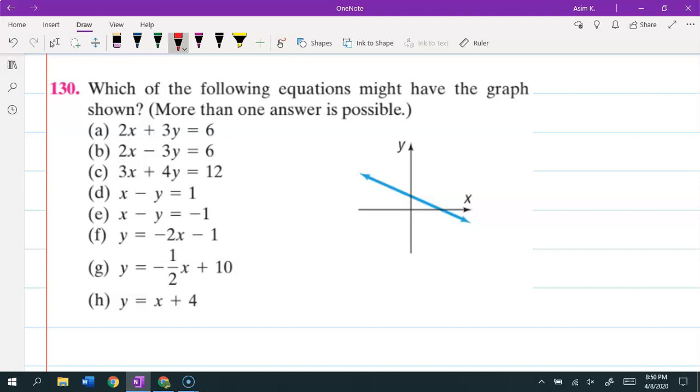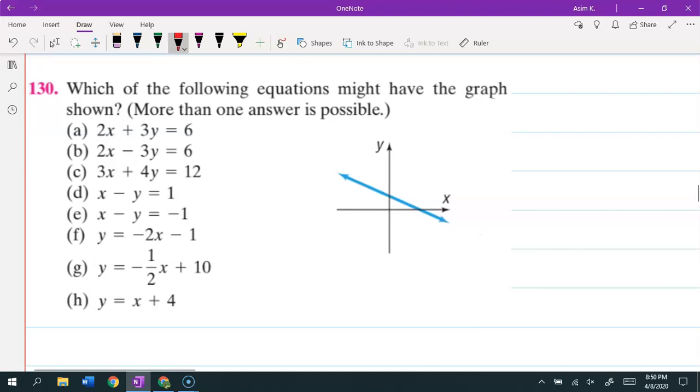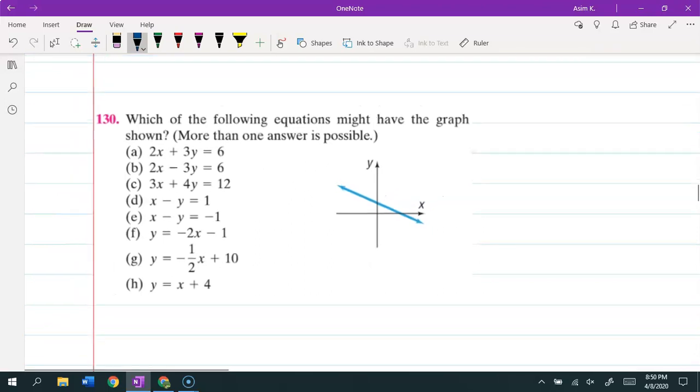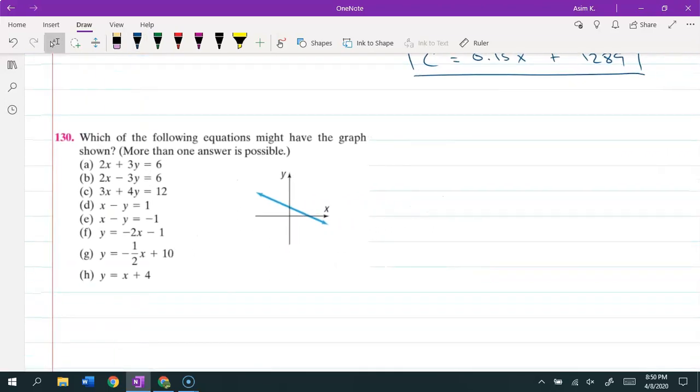So let's take a look at letter A. Letter A says that 2x plus 3y is equal to 6. So what I will do is use the intercept method. The reason why I use the intercept method is because A, B, C, D, and E are all in general format. They're in the standard format. So it's easiest to use the intercept method.